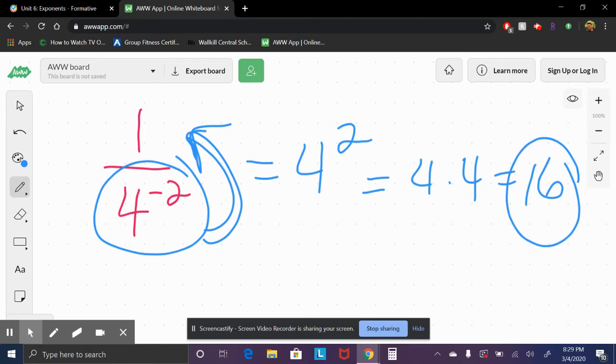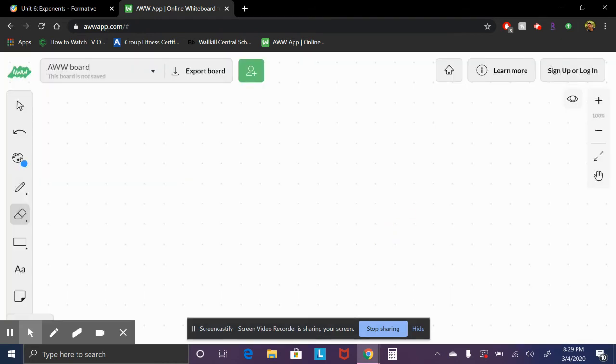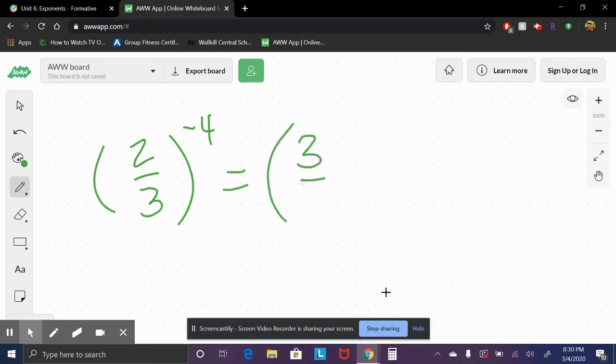Now, say you have a fraction. For example, 2/3 to the negative 4th. Whenever you have a fraction with the negative exponent, in order to get rid of the negative, you have to flip the fraction. So it actually becomes 3 over 2 to the positive 4. So you flip the fraction in order to make it a positive exponent. And then you can just write it out.